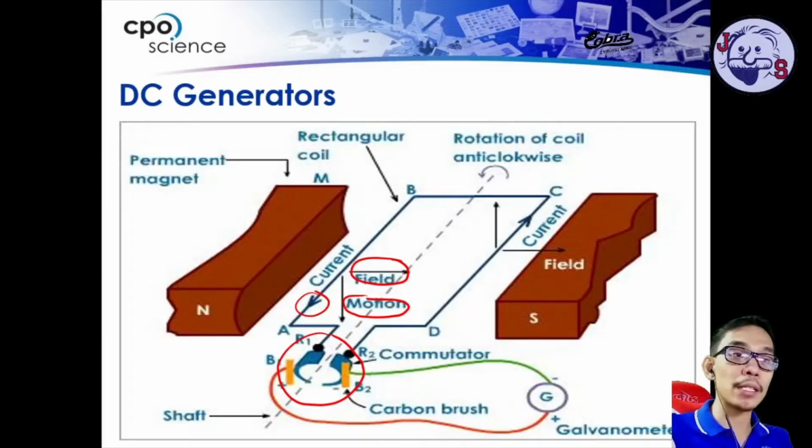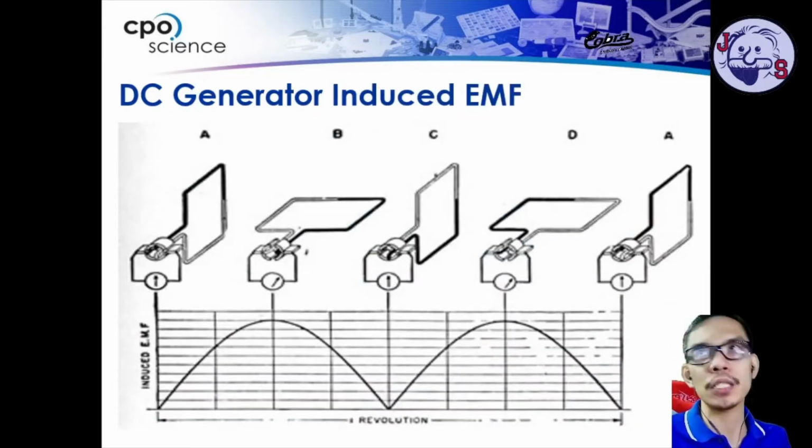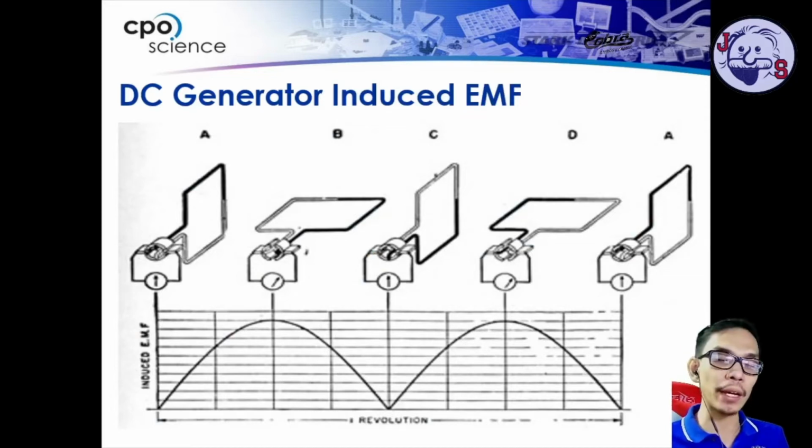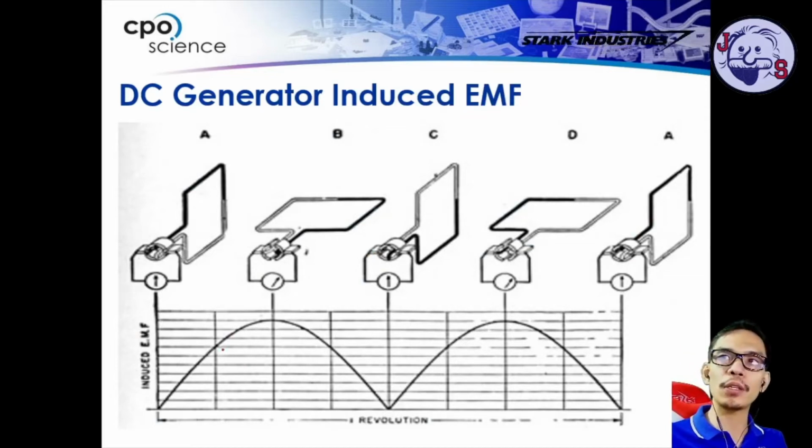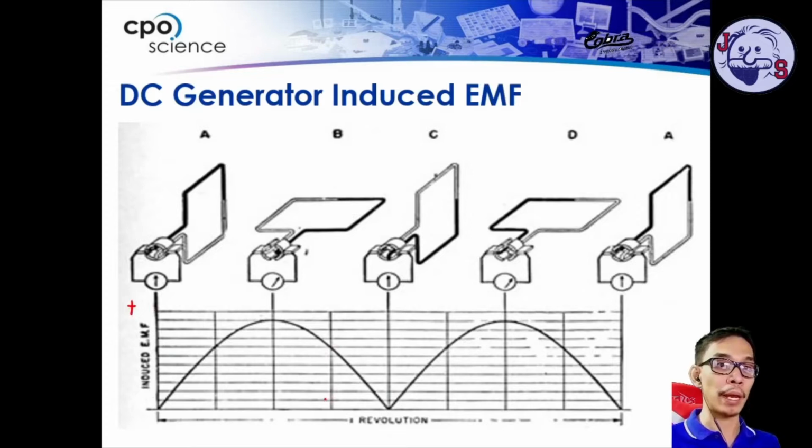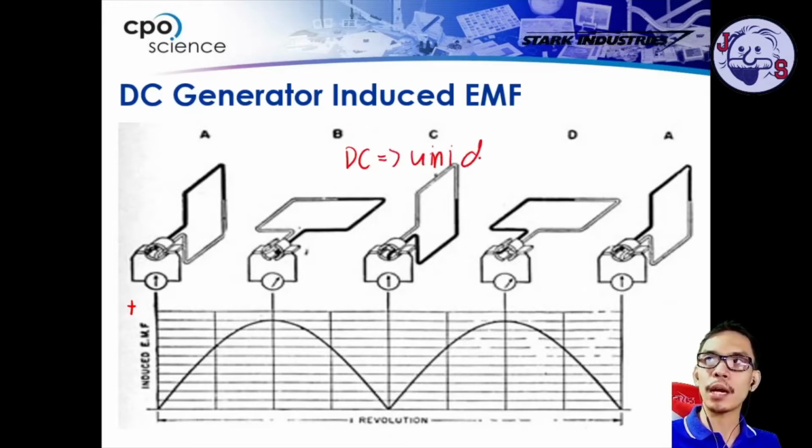So that is the basic idea about this generator. The current produced by DC generators is none other than DC, or direct current. The direct current that you see on this graph is just in one direction. If this is positive, the current only runs in the positive direction. So technically speaking, DC is a unidirectional current. That is your direct current.